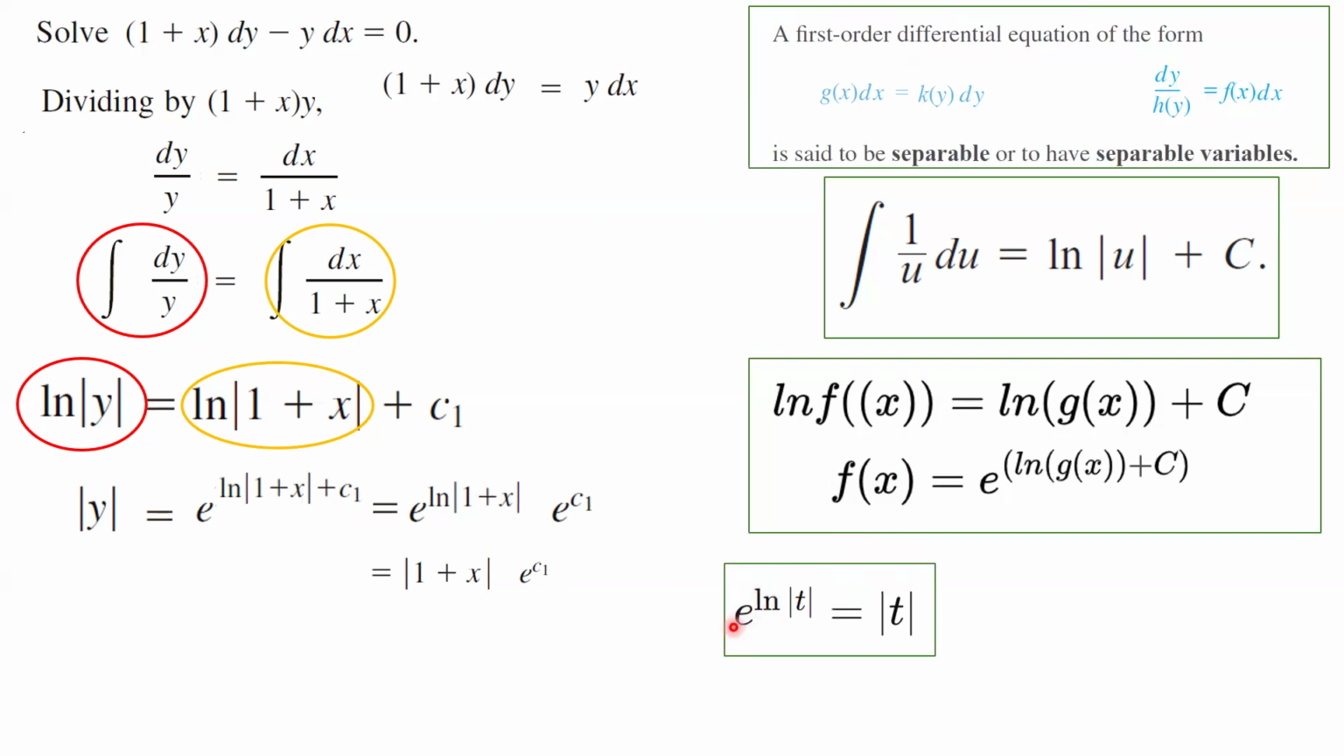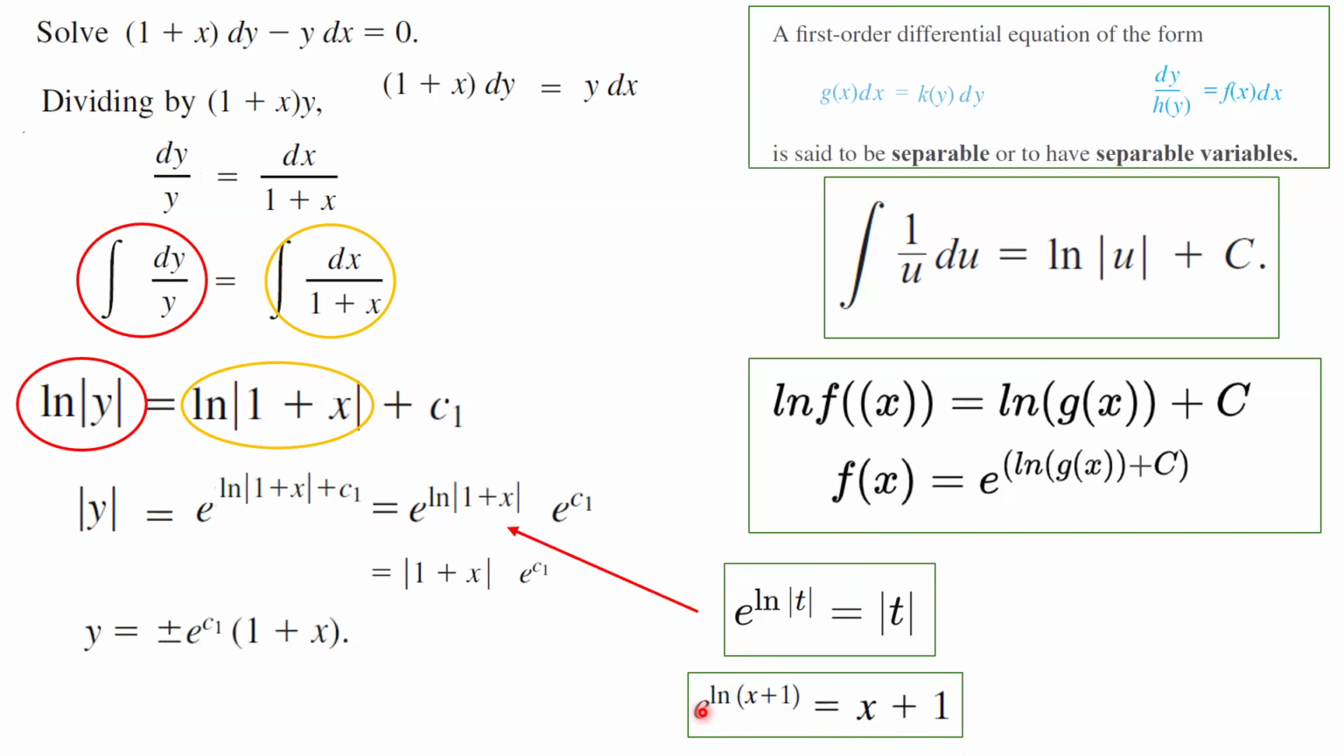E and ln disappear, you end up with the absolute value of the argument in general, or if you have e to the power ln of x + 1, it is x + 1. So again, e and ln, by the properties of ln, they cancel out. So far, we have y equals plus or minus e to the power c1 times (1 + x).